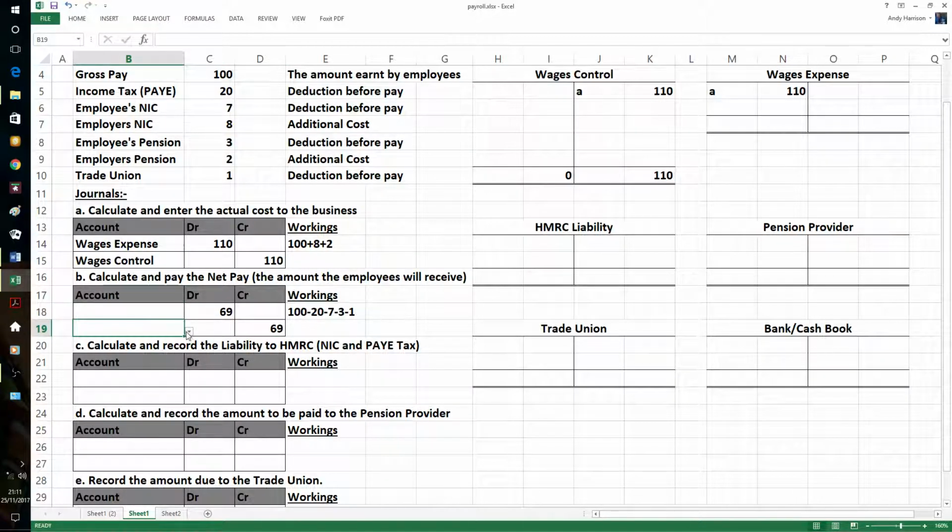and if you can't remember which way around it is, credit the bank, we're paying out of the bank. That means we will debit the wages control account.